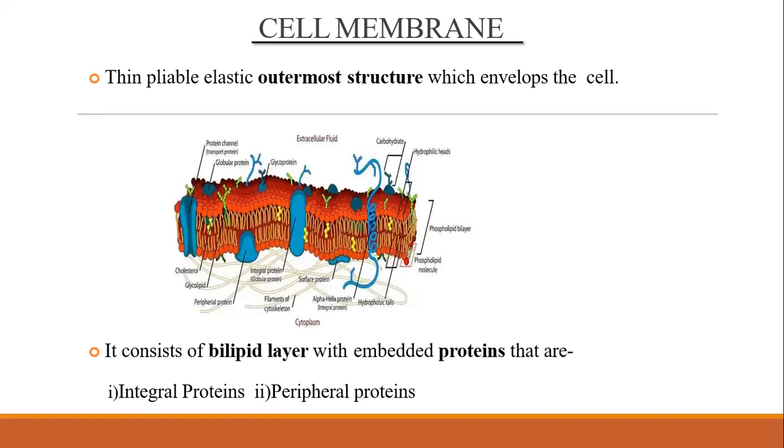So these are the proteins like the globular protein, glycoprotein. These are the protein channels, then the hydrophilic heads. These are the phospholipid bilayer. That is, it contains what? The polar head and the non-polar head.